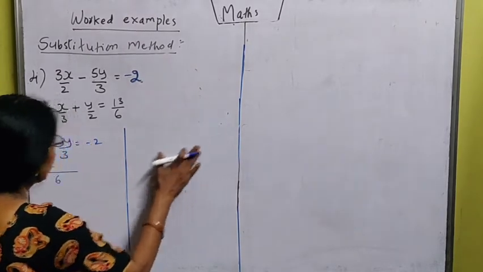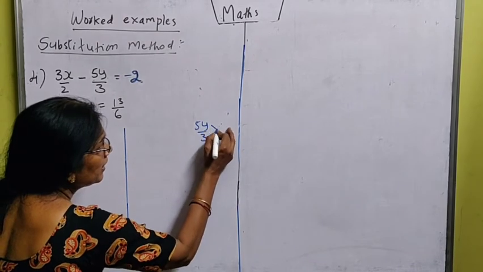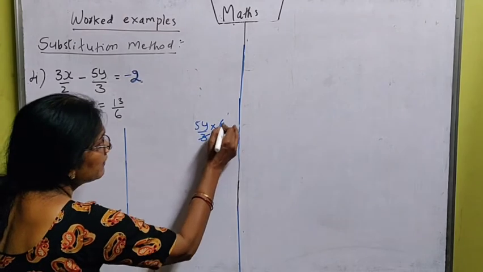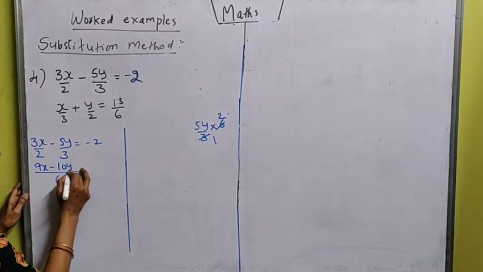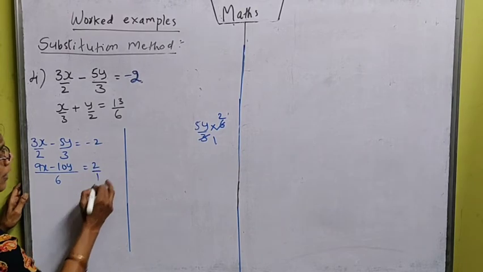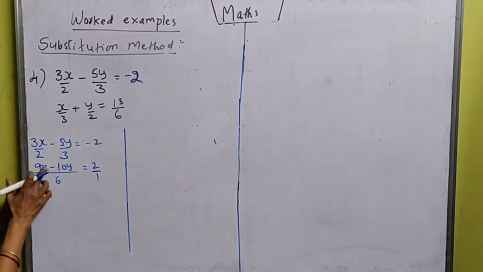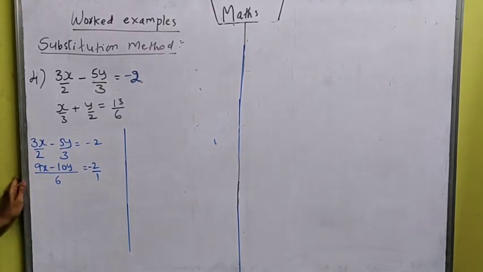Now take the second fraction, which is 5y/3 into 6. So 3 and 6 can be cancelled: 3 1s are 3, 3 2s are 6, 5 2s are 10. So minus 10y is equal to, on the right side, minus 2. Nothing is there means 1 is there. When the equal sign is there, you can solve it. This will be minus 2 by 1.